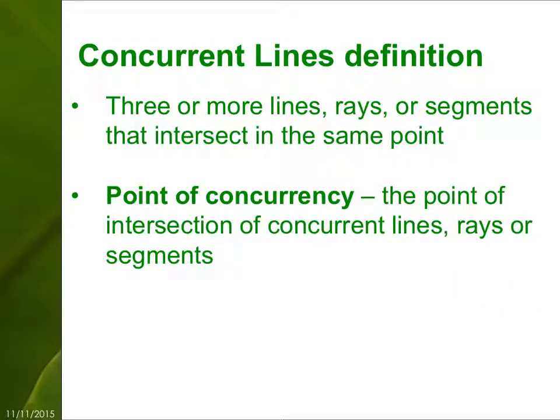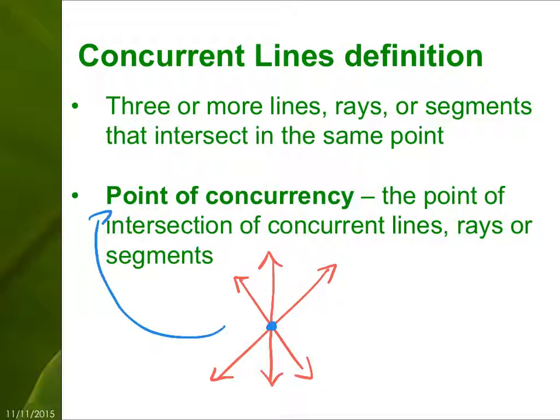We're going to define what it means to have concurrent lines. So concurrent lines are when you have three or more lines, rays, or segments that intersect at the same point. So for example, if I draw three lines here, and they all intersect at the same point, these are called concurrent lines. The point where those three lines meet is called the point of concurrency. So the point where the three lines cross or intersect is the point of concurrency.